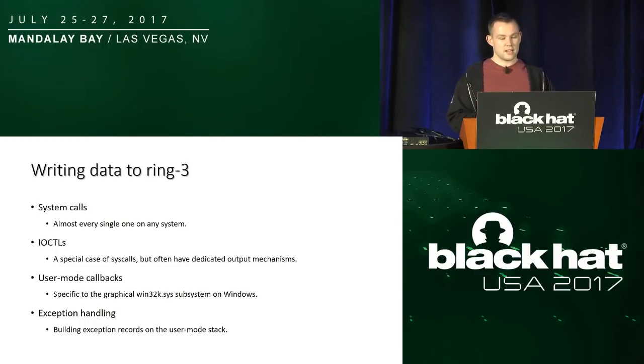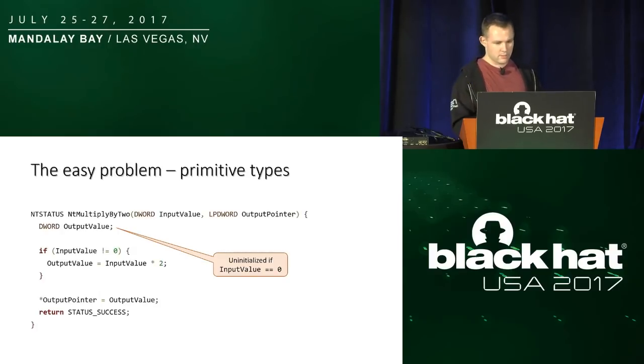We have IOCTLs, which are also a special case of syscalls, but they often have dedicated output mechanisms, so we can consider them differently a little bit. We have user mode callbacks, which are a mechanism specific to Windows and the Win32K graphical subsystem. And we finally have exception handling, where the kernel has to build an exception frame on the user mode stack, so it also writes to user mode memory.